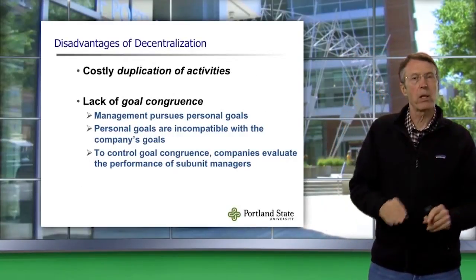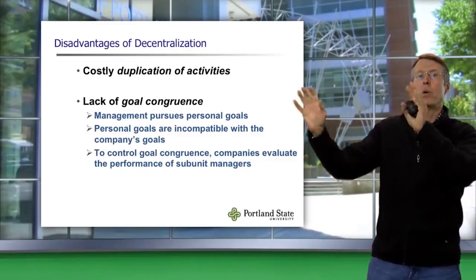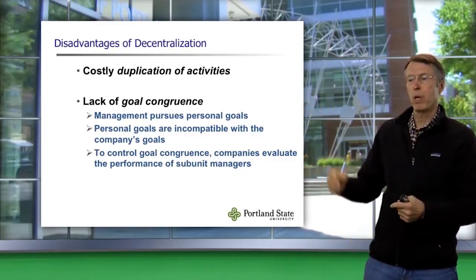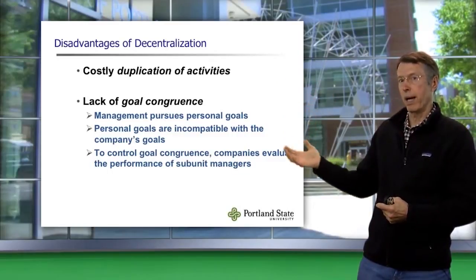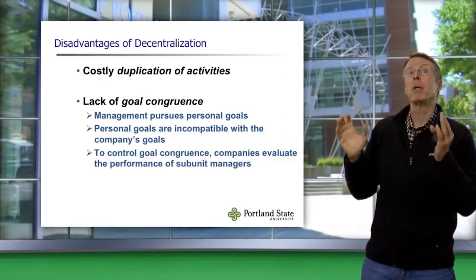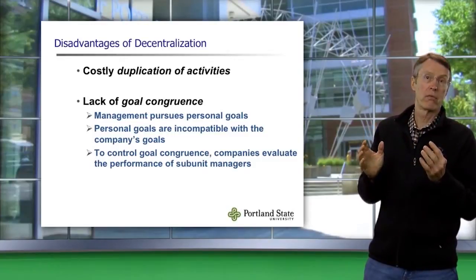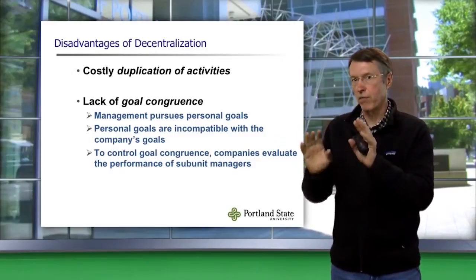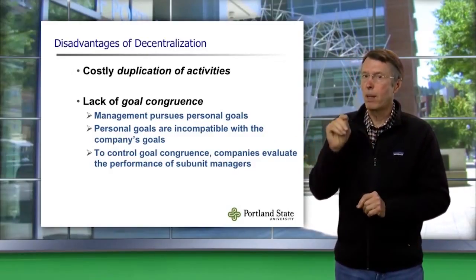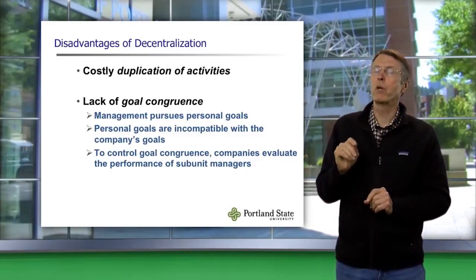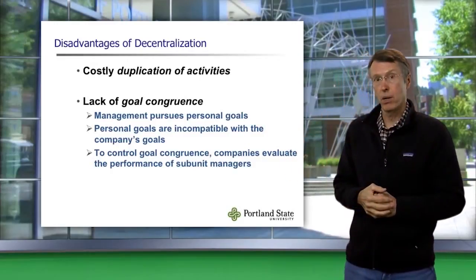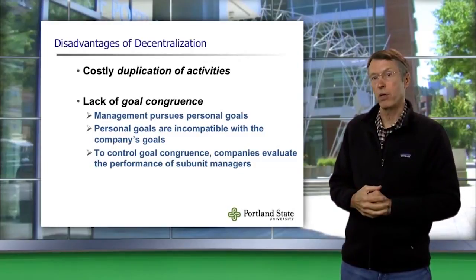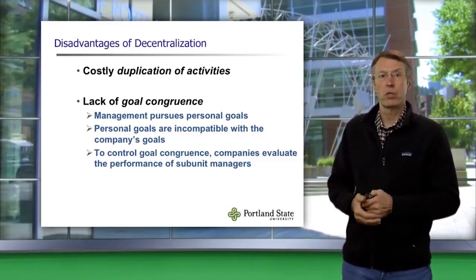On the other hand, there are some disadvantages that come with decentralized divisional activities. It's possible that we could have divisions duplicating different activities that might be better and more efficiently done from a central location. The other problem is we have managers of these different divisions that may not always be pursuing goals that are aligned with one another. We're going to take a look at a case example later this week that will help illustrate this.